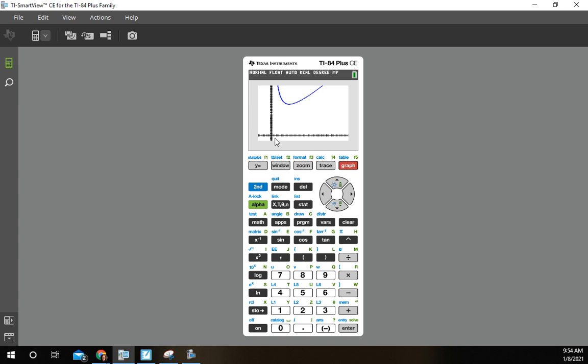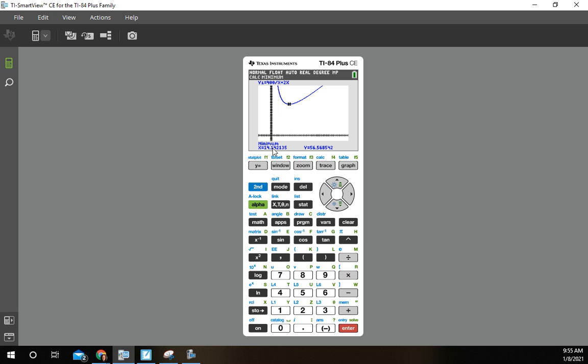So I'm going to go ahead and find that minimum. I'm going to press second trace, min, left side, right side, hit. Okay, so I've got 14.1 and then 56.6. That is going to tell me my x value here and my perimeter. So my perimeter is at least that 56.6.